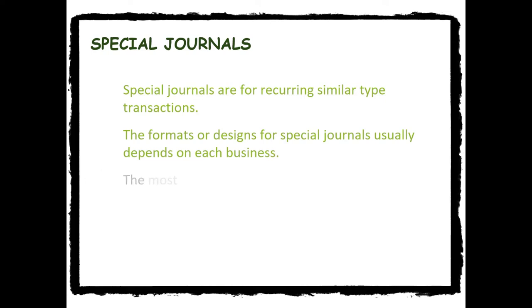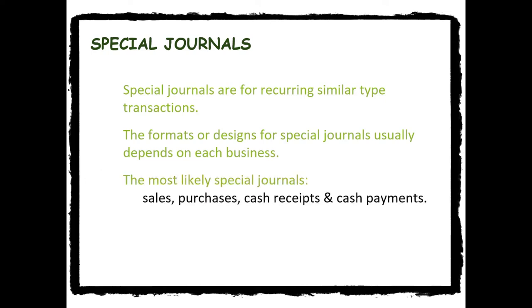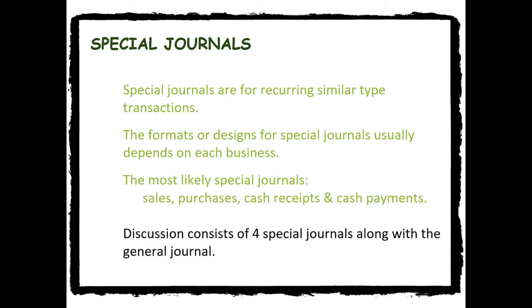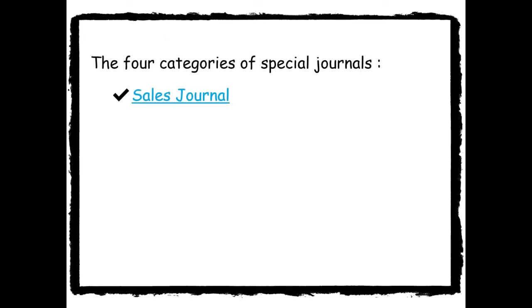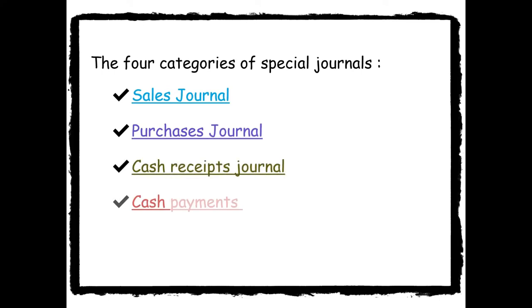The most likely special journals are sales, cash receipts, purchases, and cash payments. However, a business could add more special journals for other recurring transactions. Our discussion only consists of 4 special journals along with the general journal. The 4 categories of special journals are sales journal, purchases journal, cash receipts journal, cash payments journal. Now, let's look at sales journal.